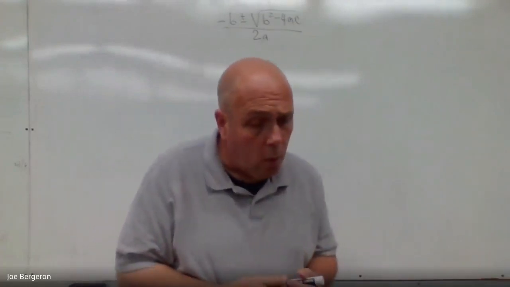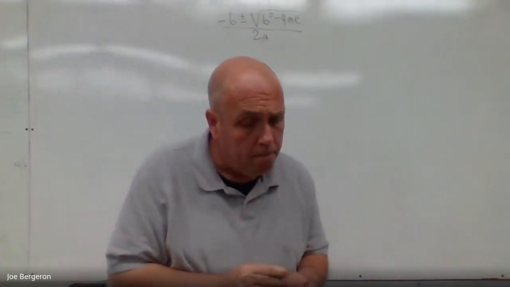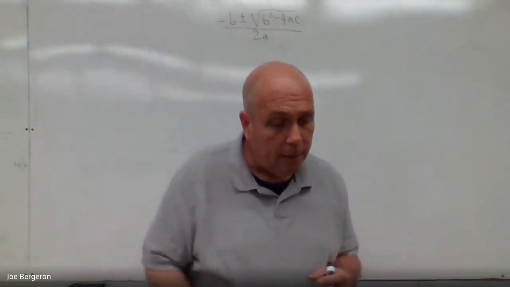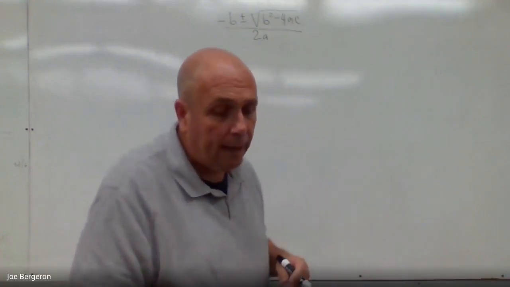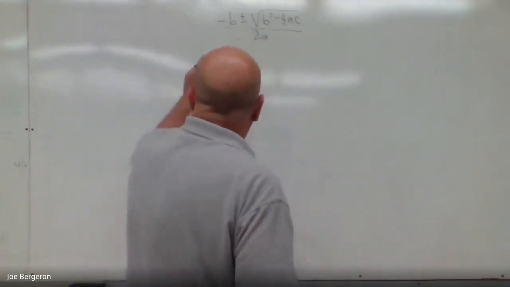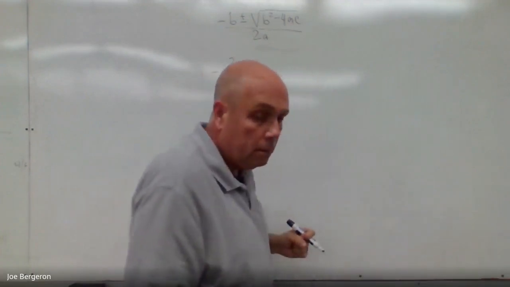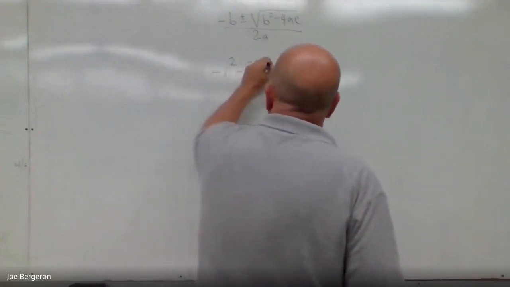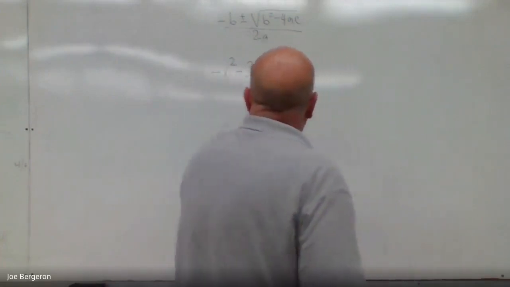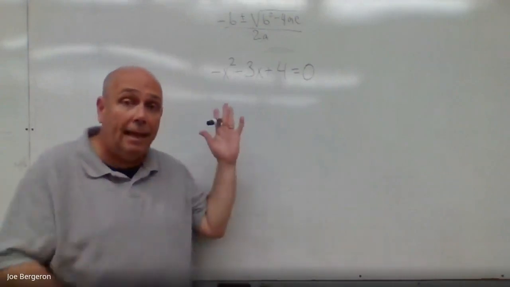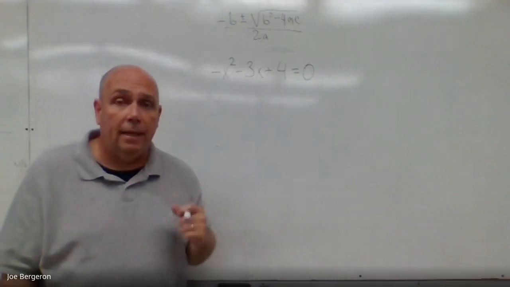All right, so let's start with something maybe just a little bit tougher. So what have we got here? Negative x squared minus 3x plus 4 equals 0. Okay? Now, the first thing you're going to notice is this is our first problem that has a negative as a part of the coefficient next to the x squared. Okay?